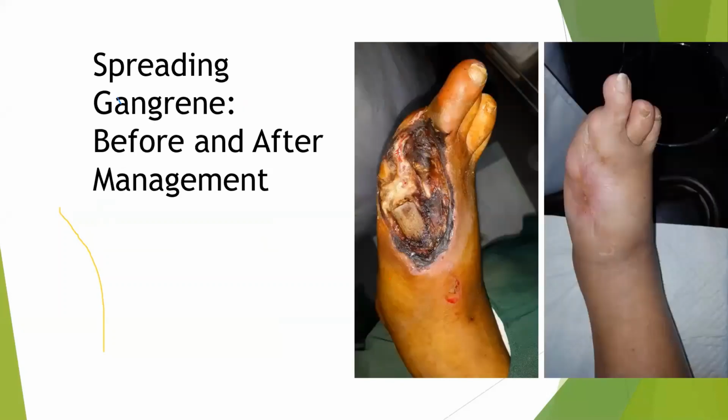Also another case, this was an ischemic patient, and amputation of the big toe was done for him, and the wound became like this. He was told, we need to cut the leg. It is better to correct the cause. The cause was ischemia. We corrected the ischemia, did angioplasty, and we treated the wound, and he was saved.